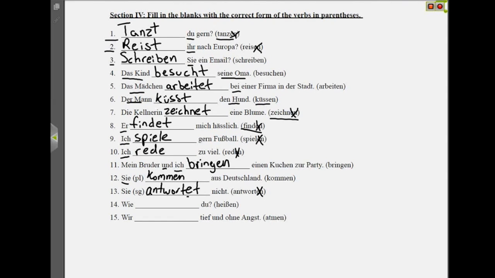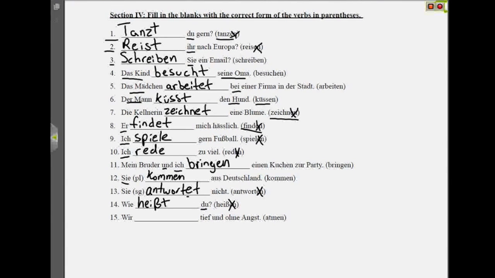Nummer 14. Wie something du. Here we have du in the sentence, and du is always the subject. It will change if it's not. So we have here the du form of heißen, which would take an s and a t. But if you notice, when we take off the en, we have here an ß, which acts like an s because it's basically two s's put together. So we have wie heißt du. Wie heißt du? What is your name, or how are you called?